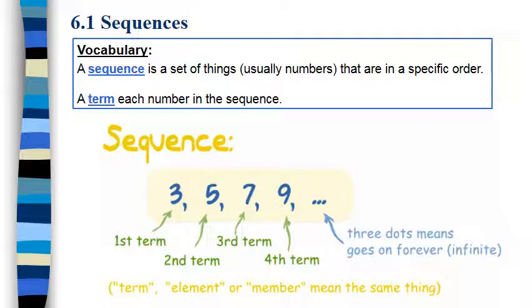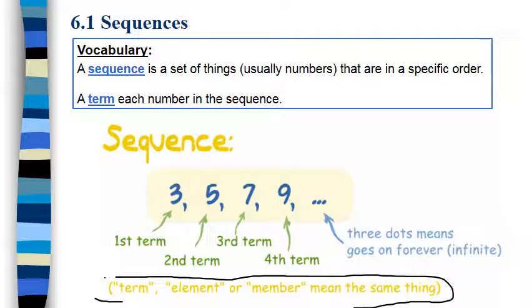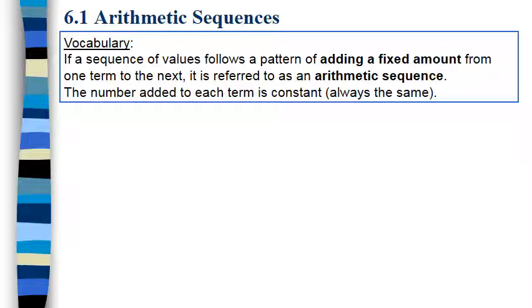A sequence in general is a set of things, usually numbers, that are in a specific order, and each term is a number in the sequence. So for example, 3, 5, 7, 9 is a sequence, and specifically this is arithmetic because we're adding 2 each time. 3 is the first term, 5 is the second term, and so on and so forth. We also refer to terms as elements or members. They mean the same thing. And these 3 little dots here just means that it goes on forever and doesn't have an end. By definition, a sequence of values follows a pattern by adding a fixed amount from one term to the next, and we refer to that as an arithmetic sequence.